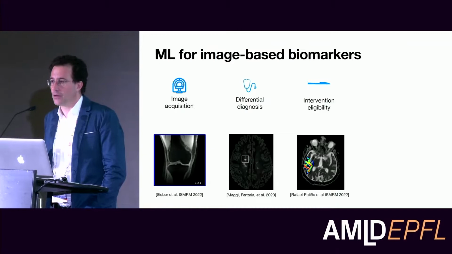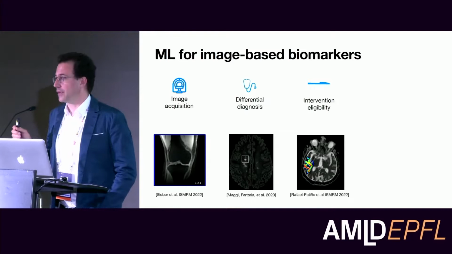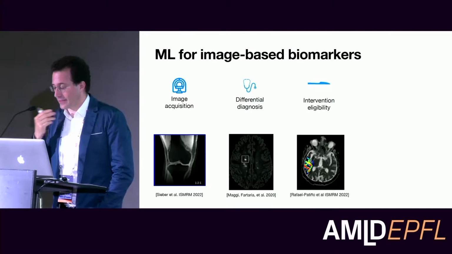This is just an example in an acute care setting, but you have many more examples where you would determine intervention eligibility. Another example is from this drug Aduhelm, which was recently approved for Alzheimer's disease, the first drug that is approved.